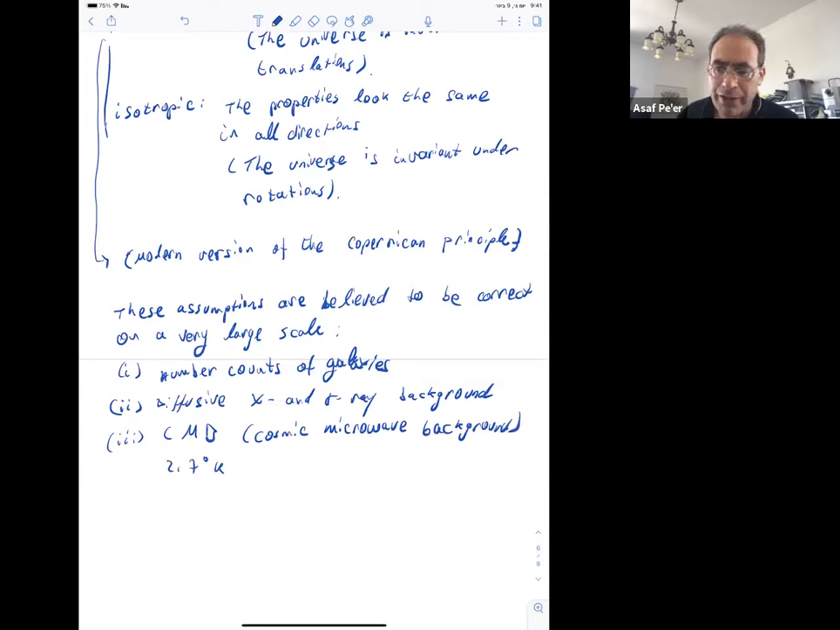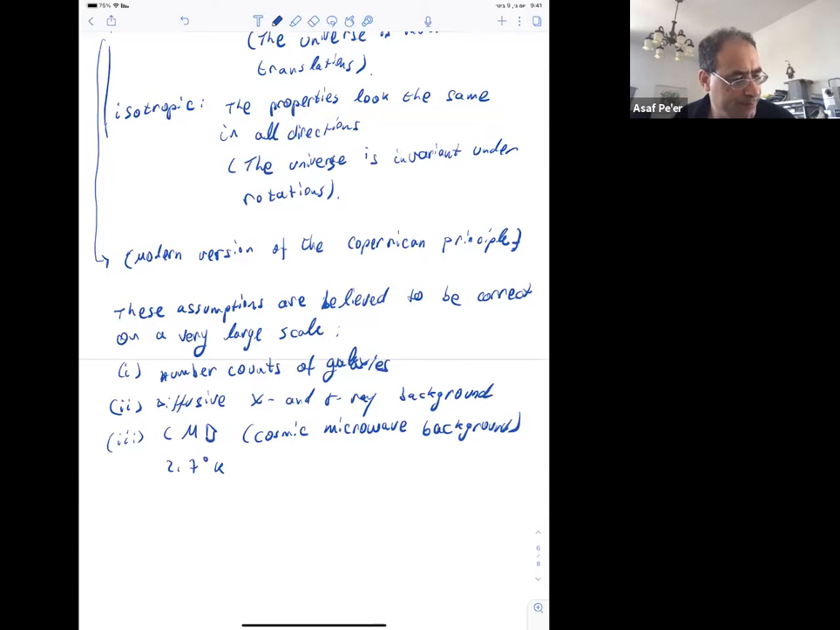Now we do see fluctuations. I don't know if we'll have much time to discuss these fluctuations in the CMB, but they're very small. It's of the order of 10 to the minus 5, so we don't really need to worry about it.